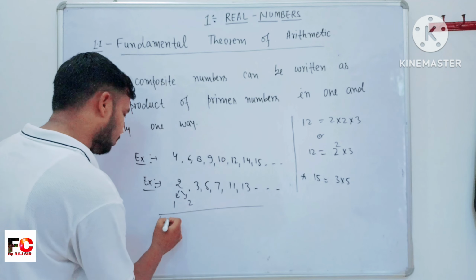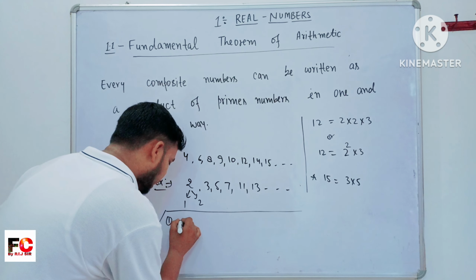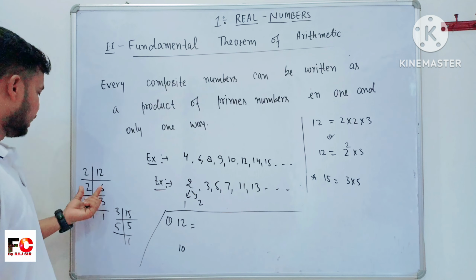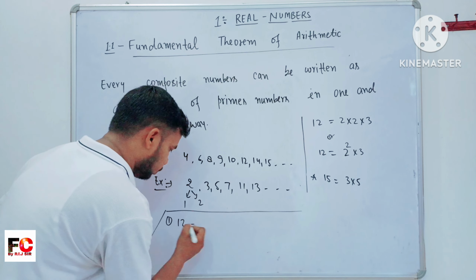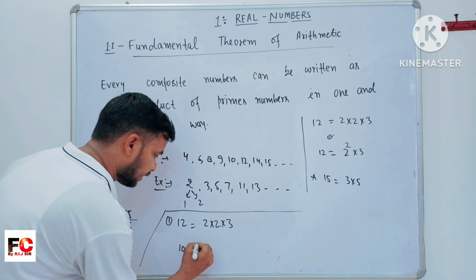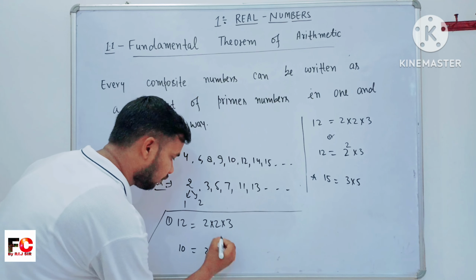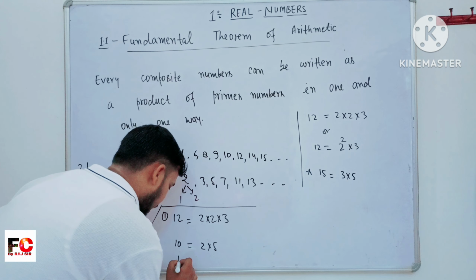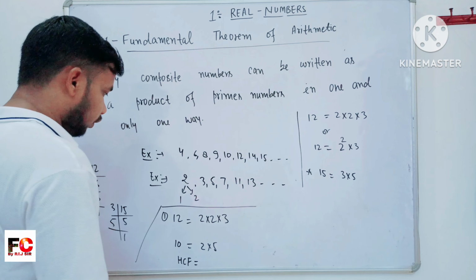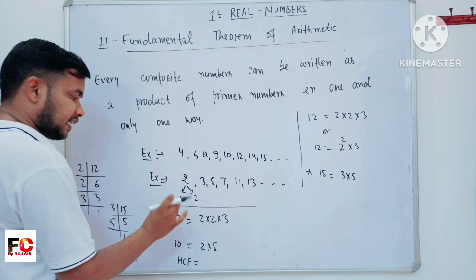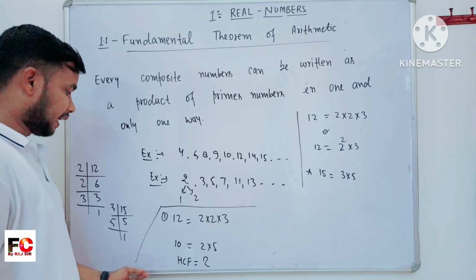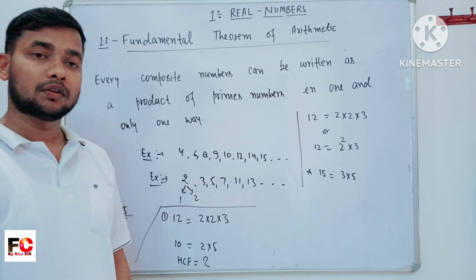Suppose there are two numbers. Okay, 12, and the second number is 10. Okay, the prime factors of 12 are 2 times 2 and 1 times 3. So 12 can be written as 2 multiplied by 2 multiplied by 3, and 10 can be written as 2 multiplied by 5. Okay, now HCF, the meaning of HCF is highest common factor. Okay, if you look here, there is only 2 present in both prime factorizations. Therefore, 2 is the highest common factor of 12 and 10.